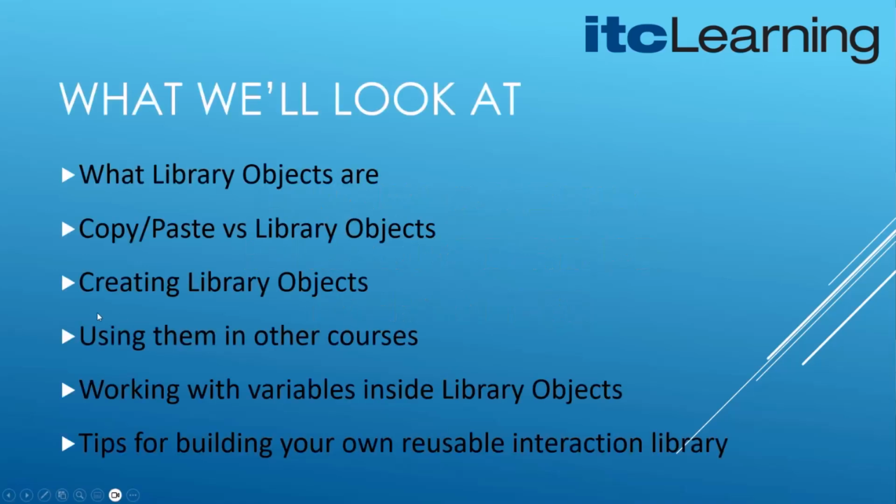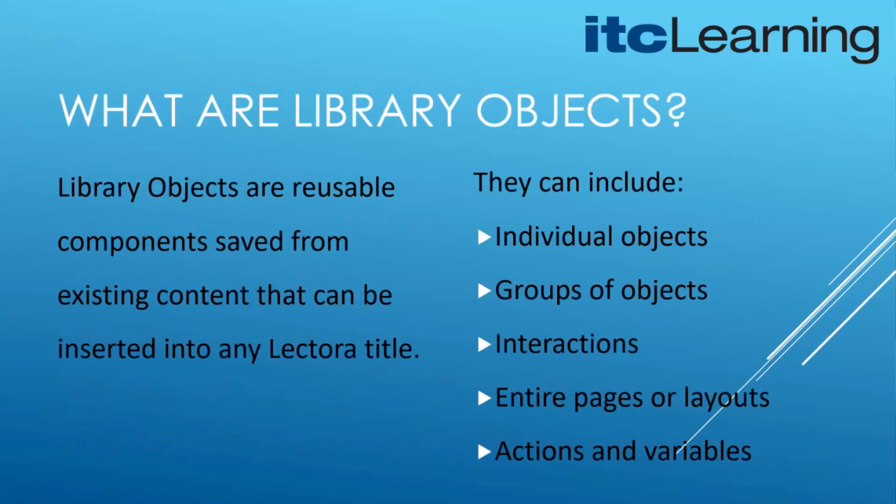So the main idea with library objects, which I'll explain fully what they are in a second, is that you can build something once and reuse it everywhere. Okay. So a couple of things we're going to look at: what they are, how to make a library object. Sometimes we have the question of the difference between copying and pasting things or using library objects. I'll point out a couple of things there as well. Obviously, how to create them, how to use them. A couple of tips and tricks on working with things like variables with library objects as well, depending on what you're using them for. And just in general, setting up library objects to create your own reusable interaction library is the main thing.